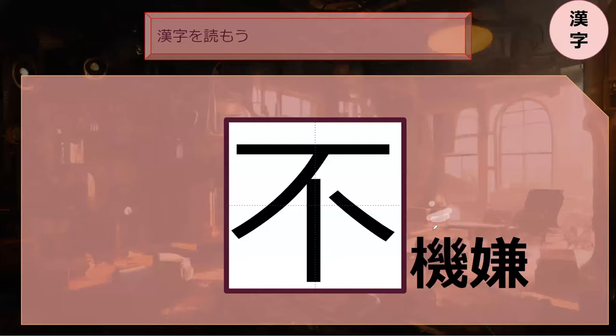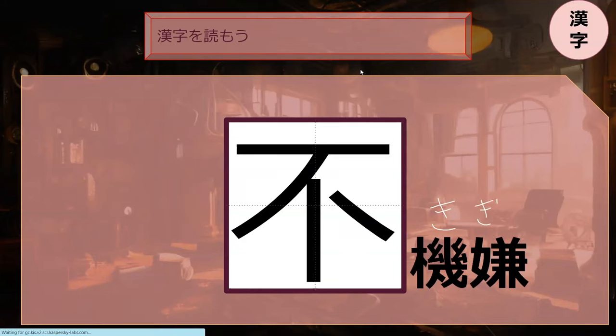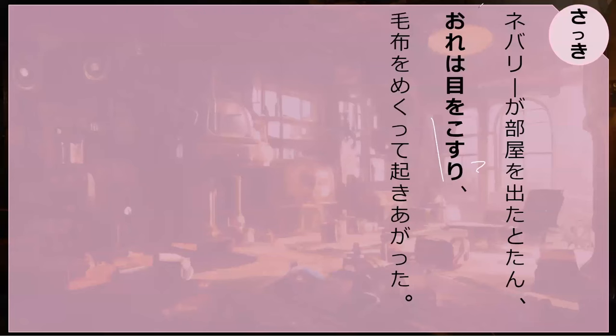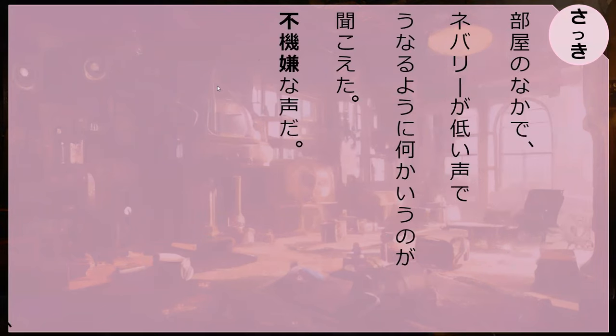So this word ends with kigen. What did it start with? Fukigen. Perfect. Fukigen. Do you know what kosuru means? Ore wa me o kosuri. Ore wa me o kosuri is to rub. Perfect. Right, rub your eye. Yep, it is to rub. Perfect. And how do you read this bolded word? Fukigen. Perfect. Now you get to go read the line from the book.